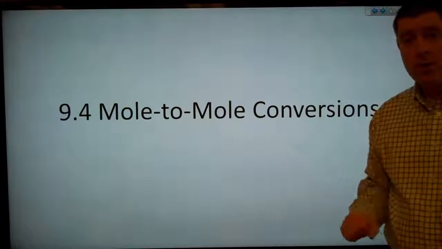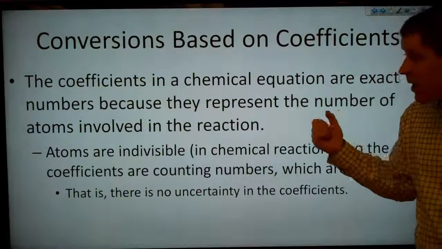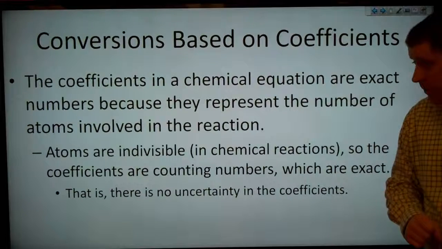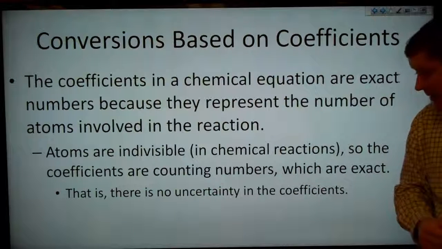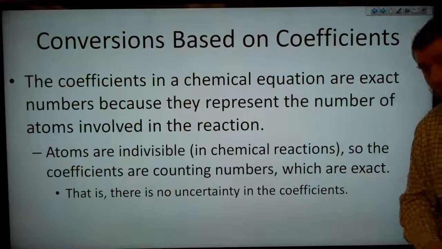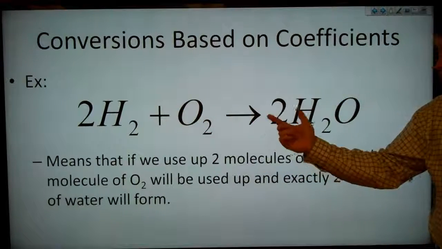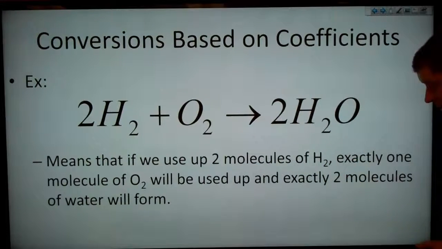To mol-to-mol conversions. The coefficients in a chemical equation are exact numbers because they represent the number of atoms involved in the reaction. Atoms are indivisible in chemical reactions, so the coefficients are counting numbers, which are exact. That is, there is no uncertainty in our coefficients. For example, in the combustion of hydrogen, we have 2H2 plus O2 yields 2H2O. That means that if we use 2 molecules of hydrogen, then exactly 1 molecule of oxygen will be used up, and exactly 2 molecules of water will form.